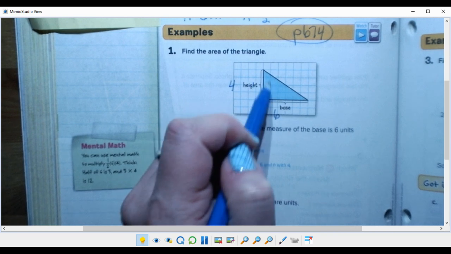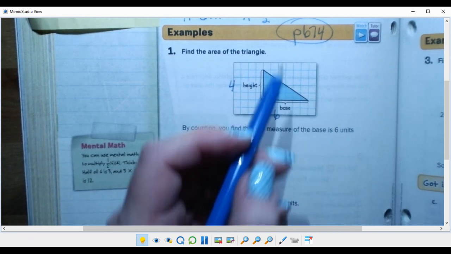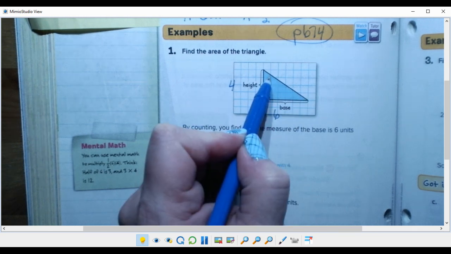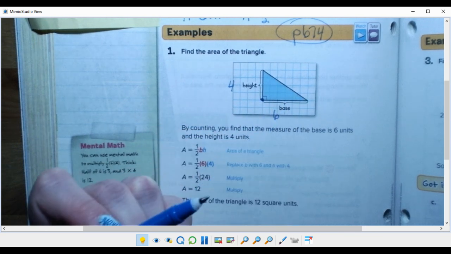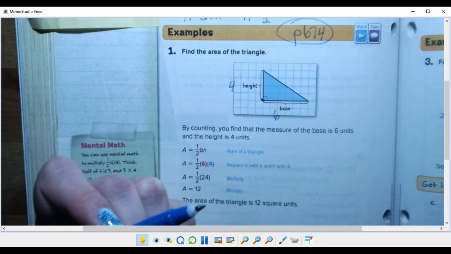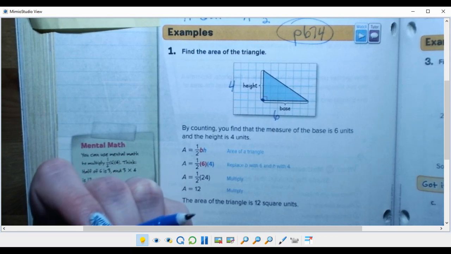If I was to count all the squares in here, it would be 12. Even if I had to take a half and swing it around here, and a little piece here and swing it around here, if I was to make full squares by matching them all up, it would be 12 full squares.